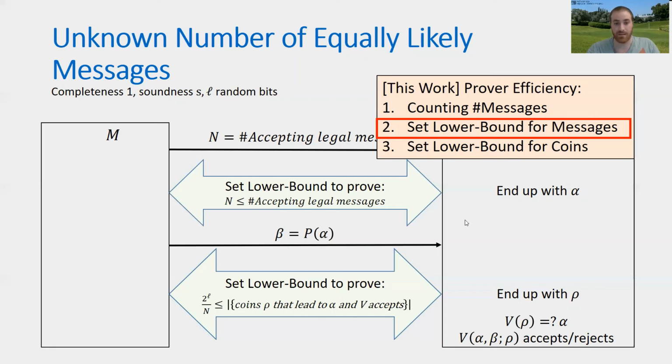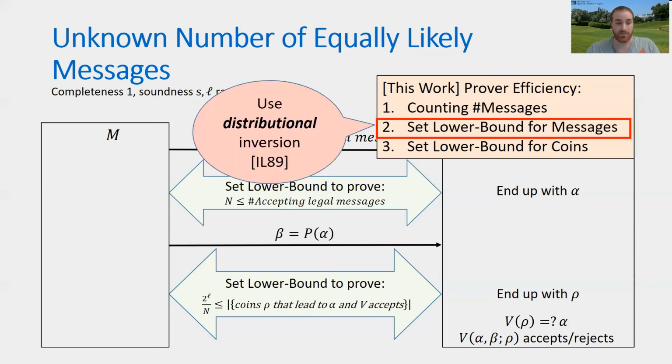The problem with this is that usually when we think of inversion, we just think of returning some pre-image. And this would be problematic with the fact that we need alpha to come from the correct distribution. We would need alpha to be a random pre-image instead. So we can't use regular inversion. We can use a distributional inversion instead, which does exactly what I stated. It returns a pre-image that is uniformly random or close to uniformly random.